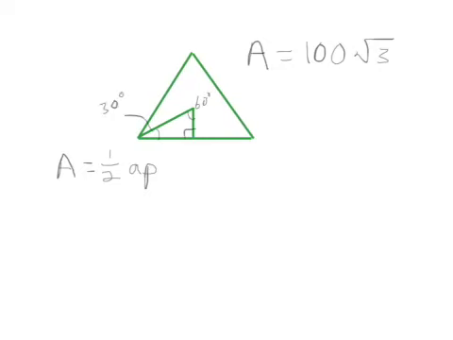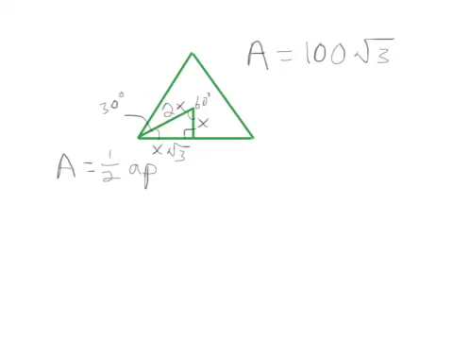So with a 30, 60, 90 triangle, the side across from the 30-degree angle we will let be our x. The side across from the 60-degree angle will be x times the square root of 3, and the side across from the 90-degree angle is going to be 2 times x.